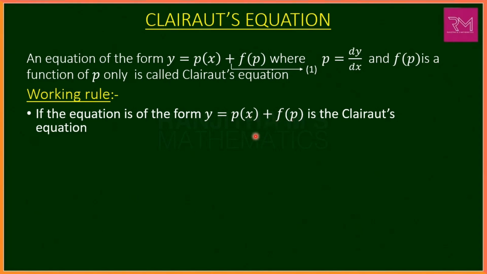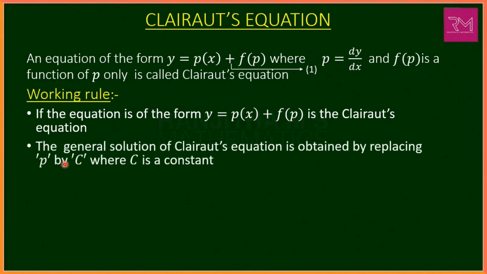Once we obtain the Clairaut's form of equation, the general solution is obtained by replacing p by c, where c is a constant. So if we replace p by c, we get the general solution of a Clairaut's equation. That's the second step. If the given problem asks for the general solution of a Clairaut's equation, first you have to obtain the Clairaut's equation, of the form y = px + f(p). Once you obtain it, replace p by c, and we get the general solution for a Clairaut's equation.